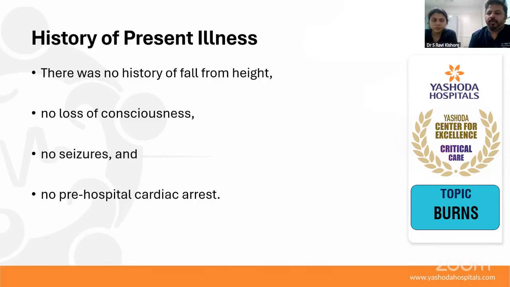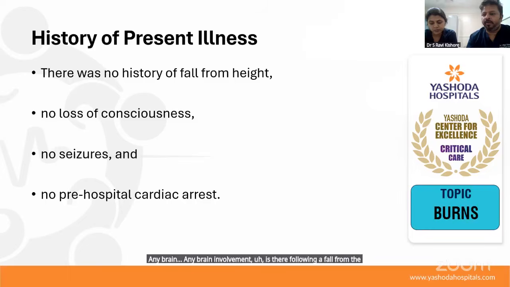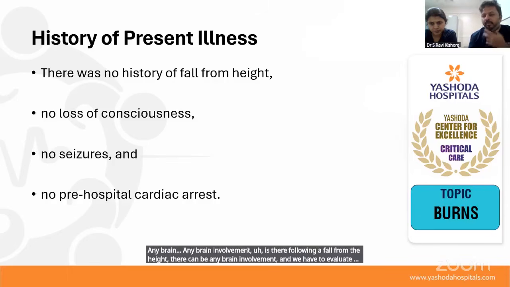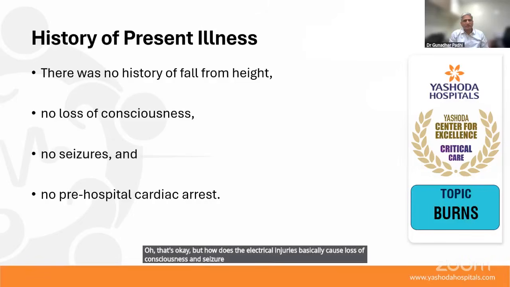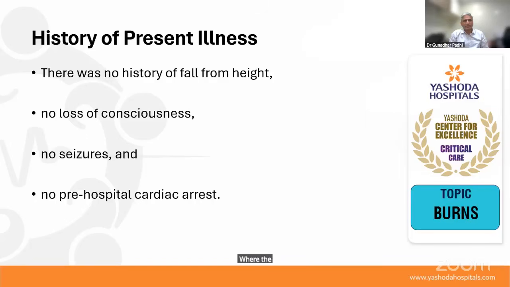Any brain involvement is there? Following a fall from the height, there can be brain involvement, and we have to evaluate the neurological status, CT scan and all. We have to do, sir, evaluation. No, that's okay. But how do electrical injuries basically cause loss of consciousness and seizure? Is there any mechanism where such injuries can produce seizure and loss of consciousness?